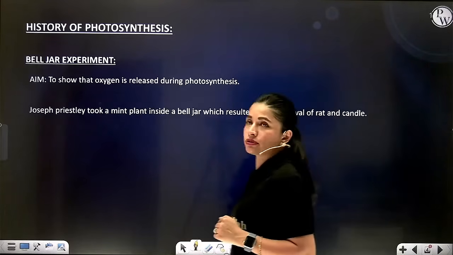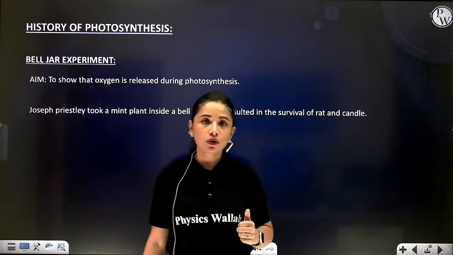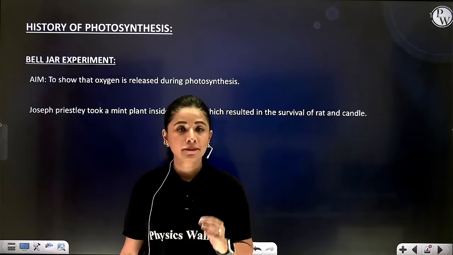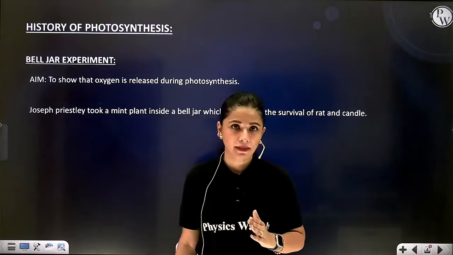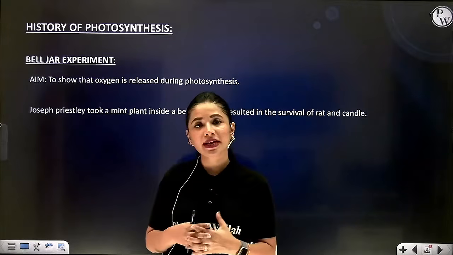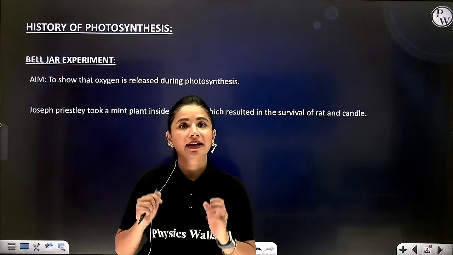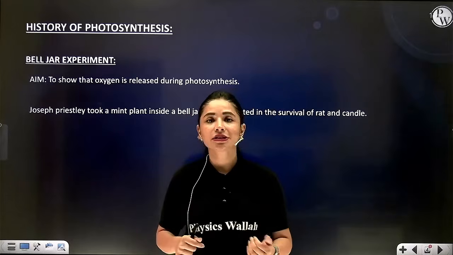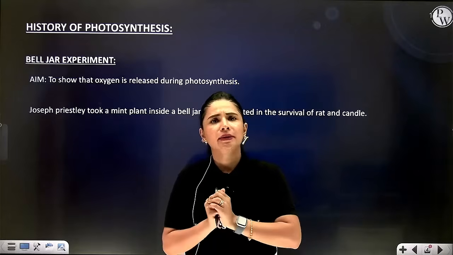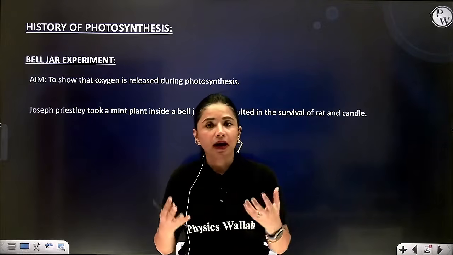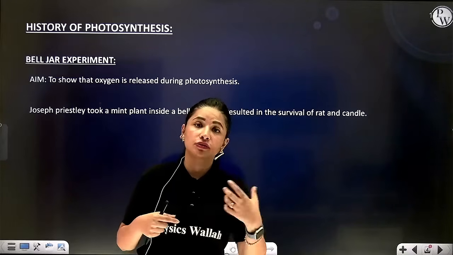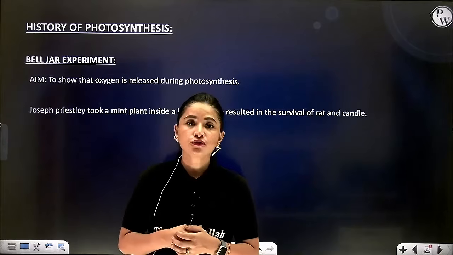Okay, history of photosynthesis. Number one experiment which we are going to cover is the experiment performed by Joseph Priestley, known as the bell jar experiment. Joseph Priestley performed a very simple experiment and showed that during photosynthesis, oxygen is released as a byproduct. He explained the importance of air, or of oxygen released from the plants during photosynthesis.